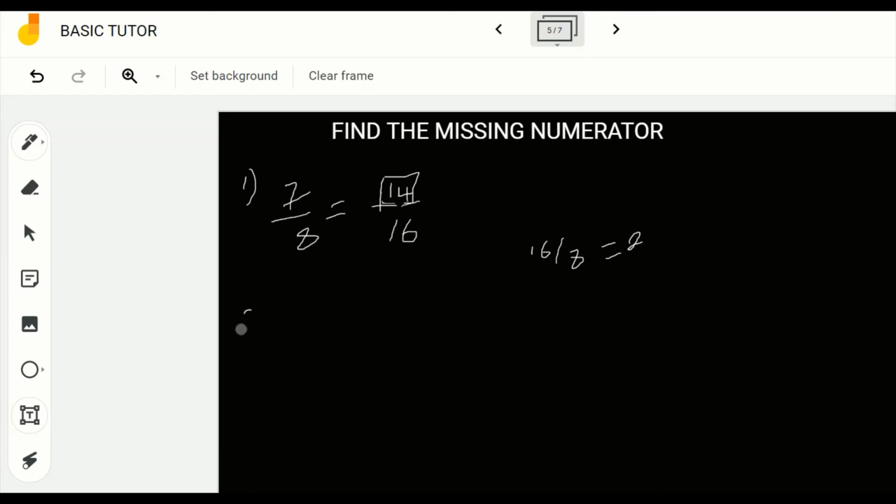Alright, let's look at our next question. Here we're given 5 over 6 is equal to an empty numerator over 30. Again, to find the missing numerator, just 2 steps. We divide 30 by 6. So 30 divided by 6 gives us 5. 5 times 5 gives us 25. So 2 steps. We divide the denominator and multiply our answer by the numerator on the left hand side, and that gives us our missing numerator.